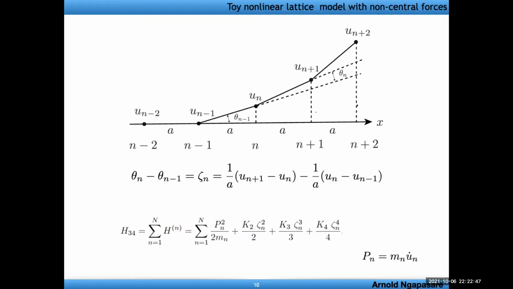Now we introduce some nonlinearity into the linear Hamiltonian that I described earlier on. What we are doing here, in addition to these terms of the potential with zeta squared, I'm now adding terms that are cubic and quartic, so we have a nonlinear Hamiltonian. So basically it is more like a toy model that we are studying here.